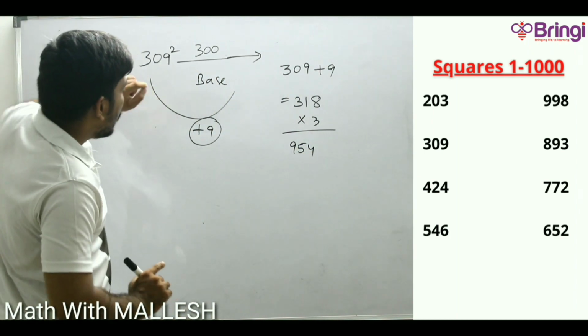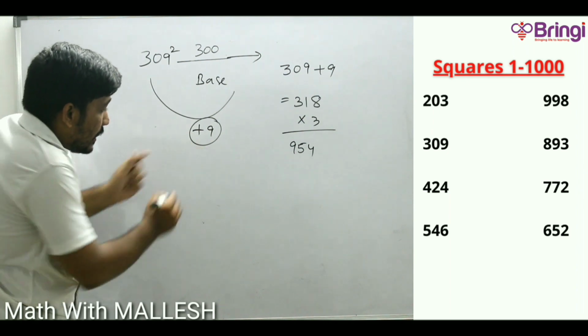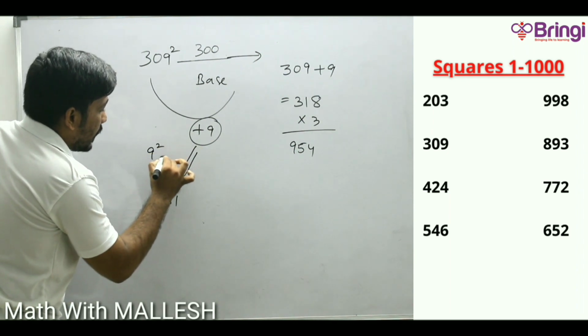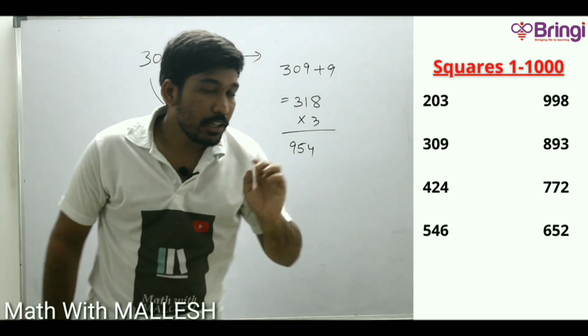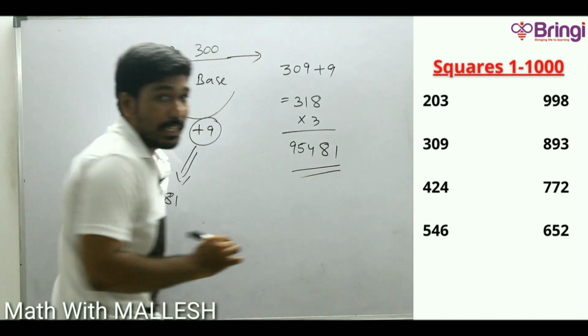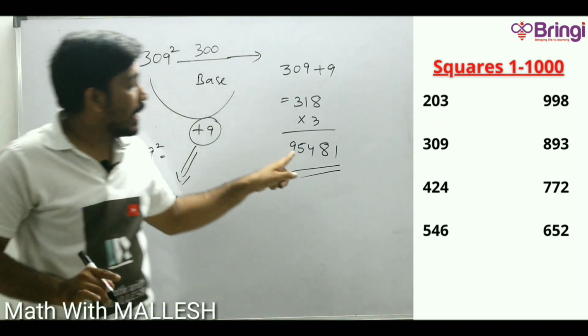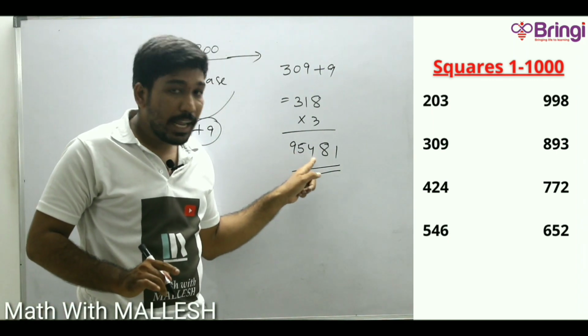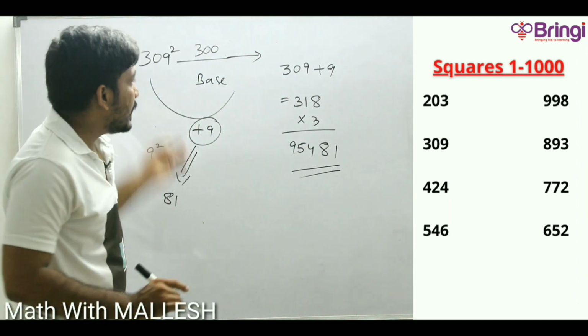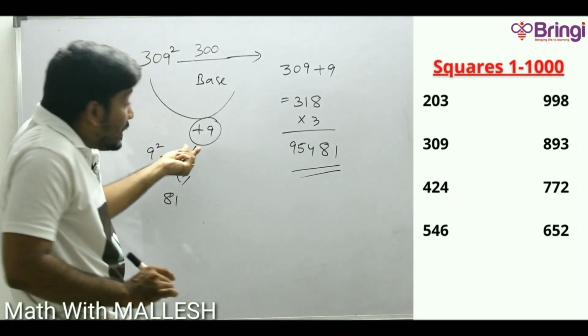954. Now what is the difference here? 9. What is 9 square? 81. 9 square is equal to 81. So it is a 2 digit number, you can write it as it is, 81 here. So the 309 square value is 95481, without any doubt.